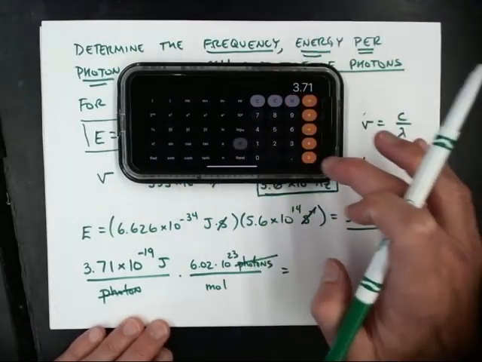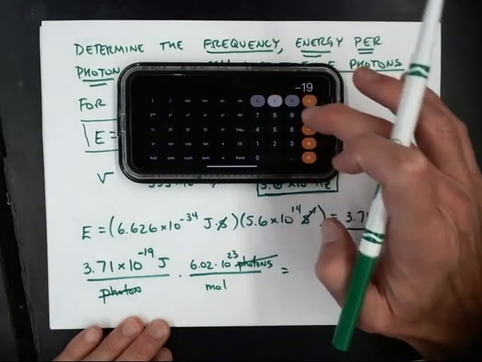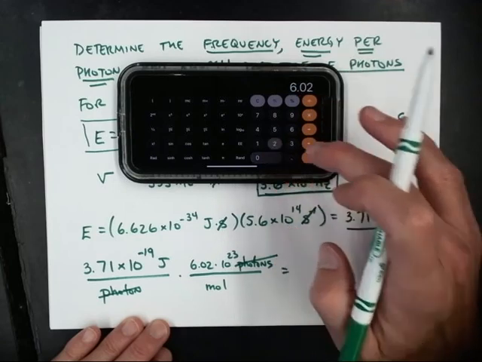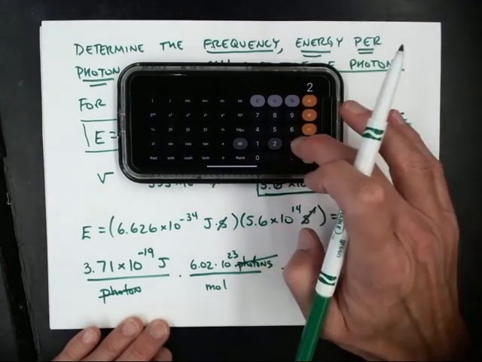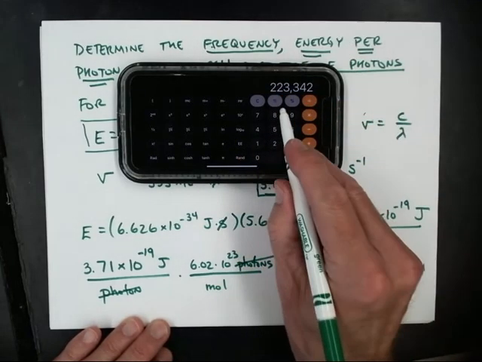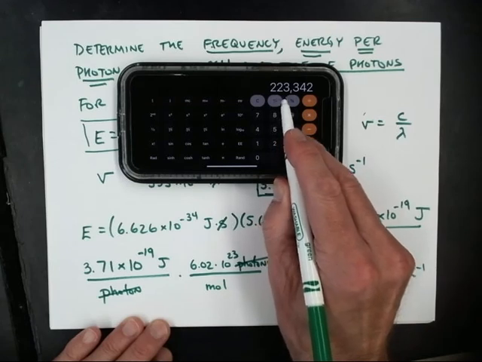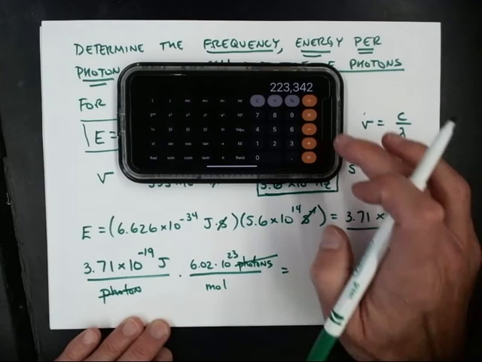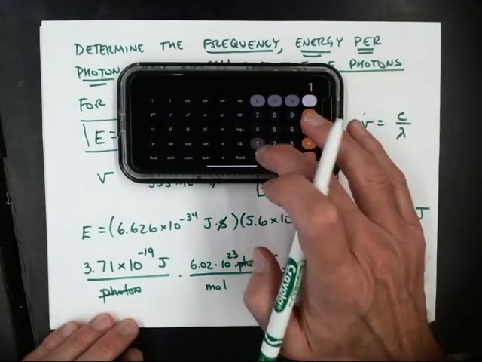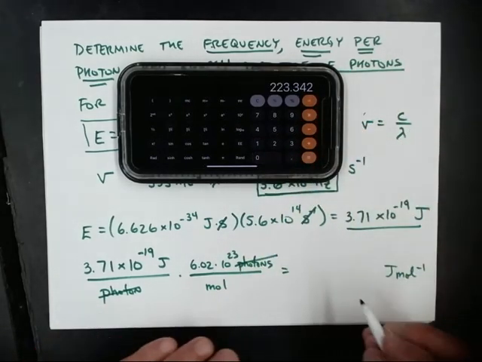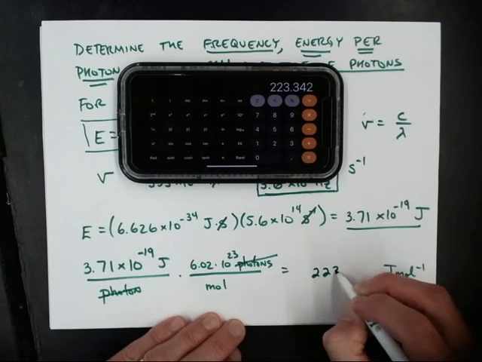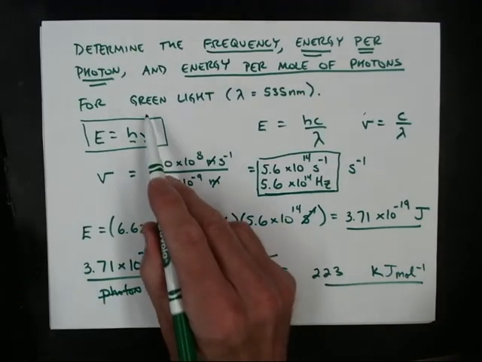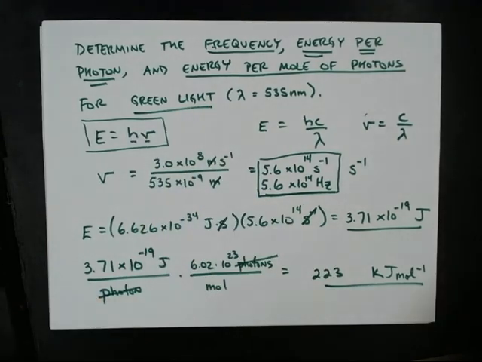3.71 times 10 to the negative 19. I'm going to multiply that by 6.02 times 10 to the power of 23. That's 223,342 joules per mole. Or if I divide by 1,000 to get kilojoules per mole, we see that there are 223 kilojoules for every mole of photons of green light.